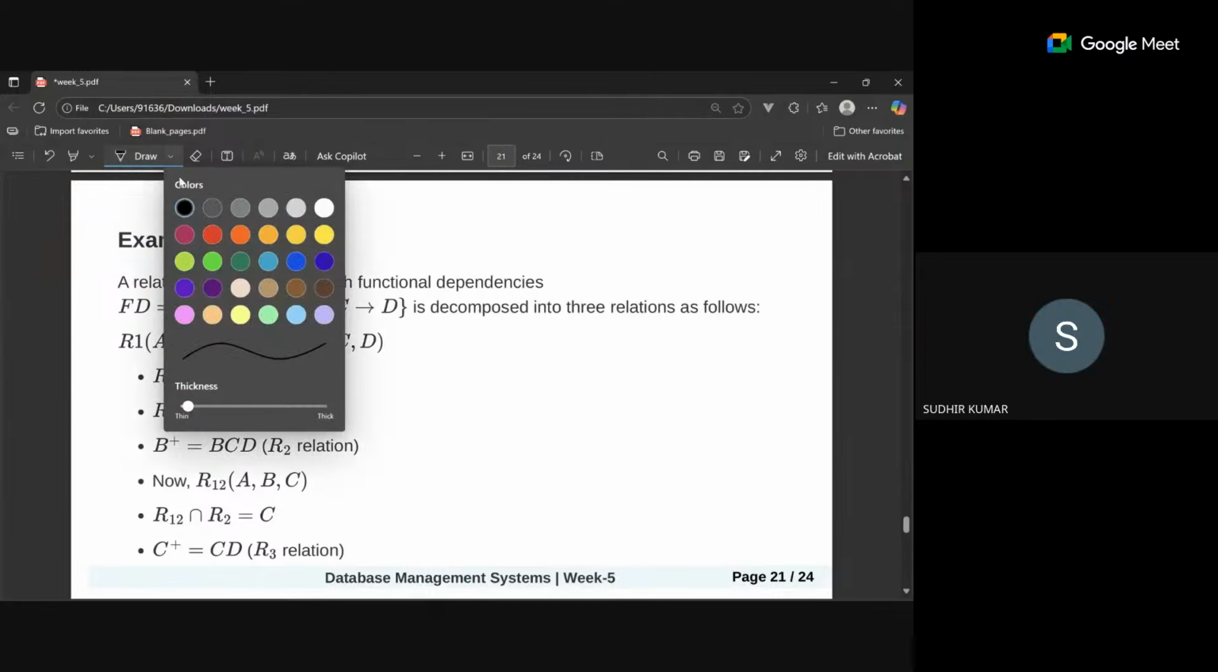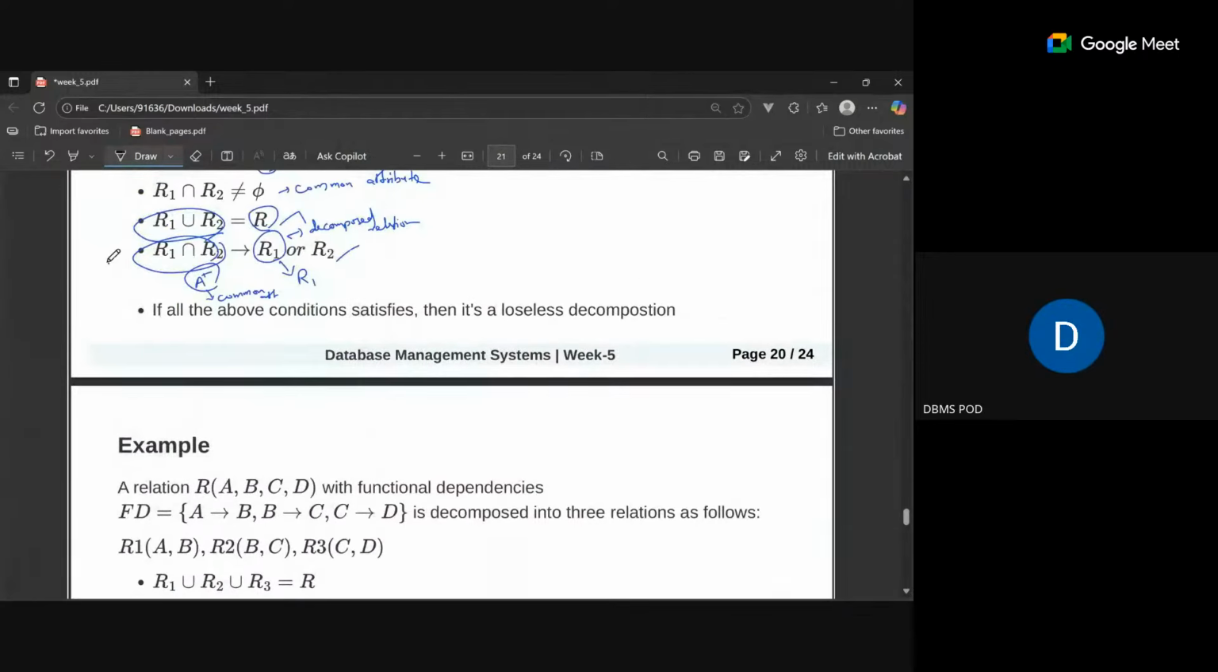Could you please go to the last slide? Yeah. So if there is any common attribute, you need to take the closure of that common attribute, and it should determine the relation R1 or R2. It's nothing but a decomposed relation.